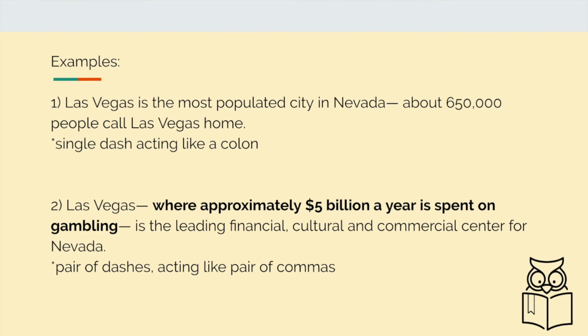Let's look at some examples. "Las Vegas is the most populated city in Nevada — about 650,000 people call Las Vegas home." That's an example of a dash acting like a colon. And in example 2, we have the opposite. "Las Vegas — where approximately $5 billion a year is spent on gambling — is the leading financial, cultural, and commercial center for Nevada." So in that case, the dashes are acting like pairs of commas.